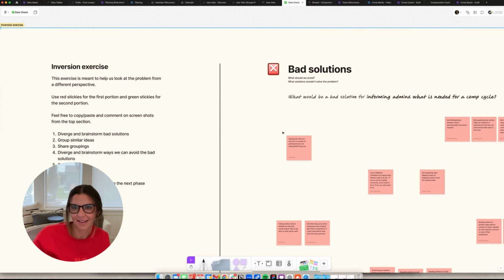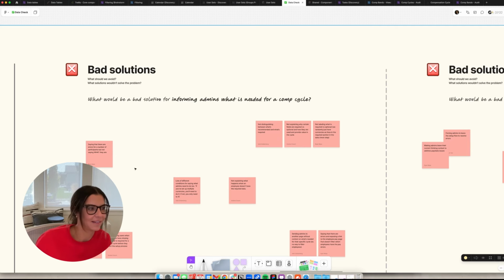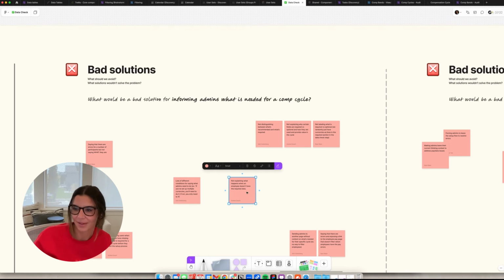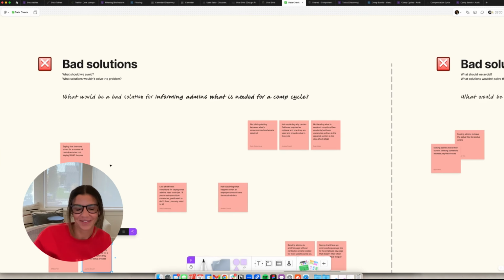What would just be a bad solution for this? What we should avoid, what solutions wouldn't solve the problem. And this really helped us when we were going through the actual solutions. We could reference this and point to it and be like, no, we shouldn't do that. That's a bad solution. And this was really great. It was just a really fun exercise.